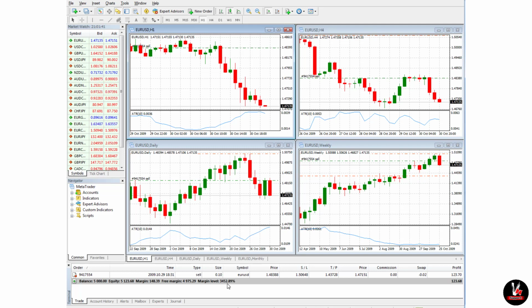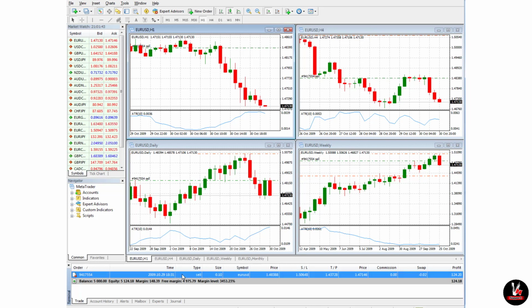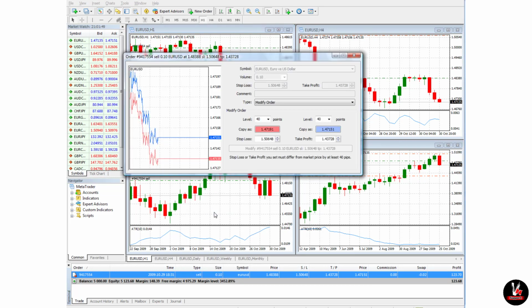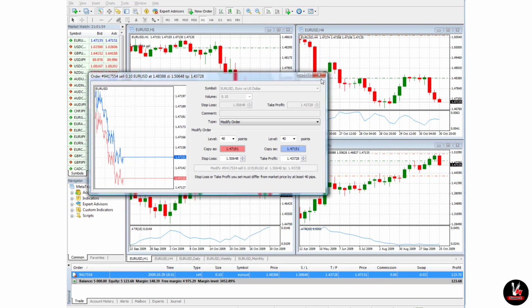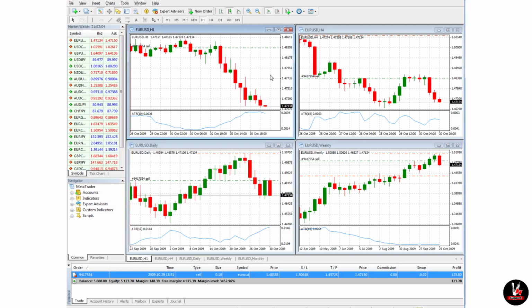Okay, so let's go down here, take a look at modifying our order here. Now we can get out here, or we can stay in here. We have a couple of different choices. And again, this is an example trade. So I'd like for you to see an example of getting out of a trade at a profit.